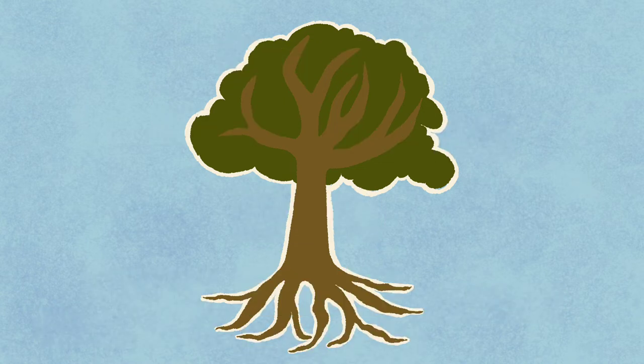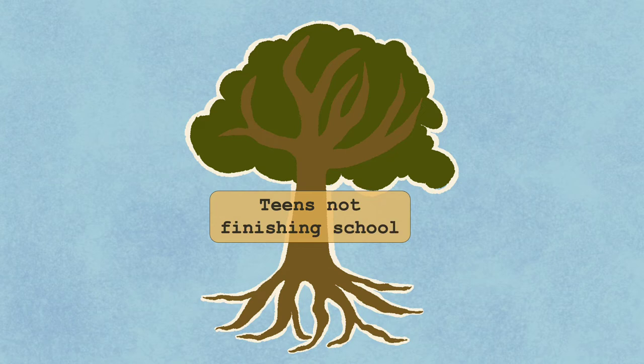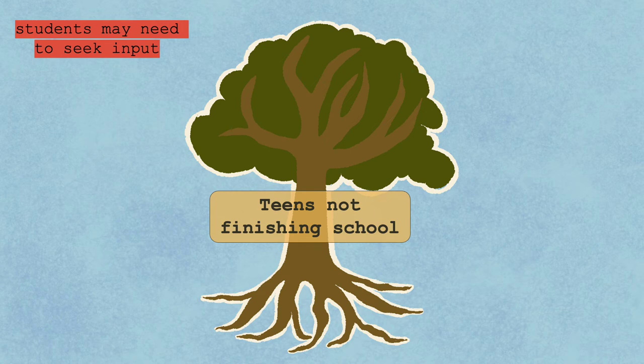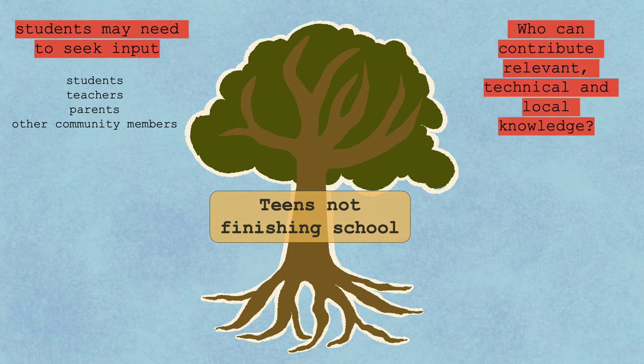Okay, let's go through a complicated topic that might require students to do some research. Teens not finishing school. To explore this problem, the class may need to seek out input about the causes of this problem from other students and other stakeholders like teachers, parents, and others in the community. In particular, you may want to brainstorm who in the community could contribute relevant, technical, and local knowledge. In this case, finding teens who didn't complete school might be an important resource.